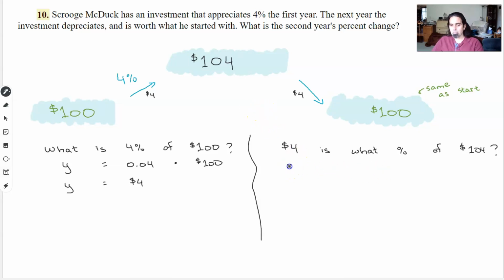We solve it the same way. Money numbers stay the same. Is becomes equals. What is our letter? Of is multiply. Numbers stay the same. We have something stuck onto y with times 104. The opposite is divided by 104. That will get y by itself. 4 divided by 104 is about 0.038. I should say that we're rounding.